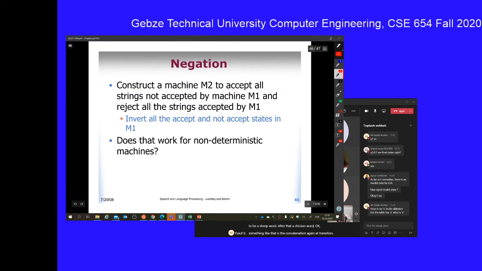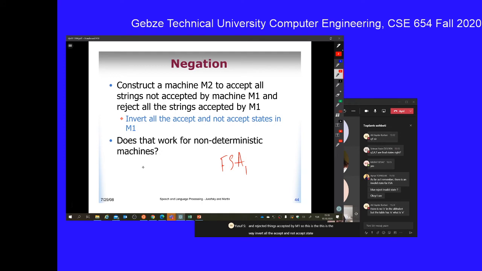Negation. For the negation, let's say I have a finite state automata 1. It recognizes some words. I'd like to build a finite state automata that accepts all the rejected strings of this finite state automata, and it rejects all the accepted strings of this finite state automata, just the opposite. This is how you do it. Construct a machine M2 to accept all the strings not accepted by machine M1 and reject the strings accepted by M1. So this is the way: invert all the accept and not accept states in M1.